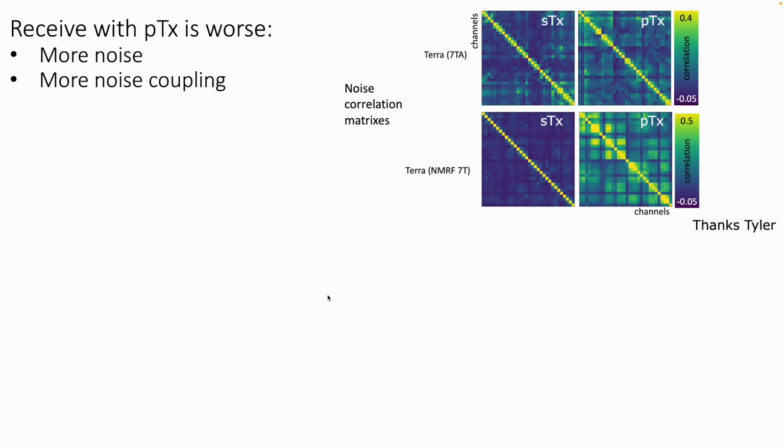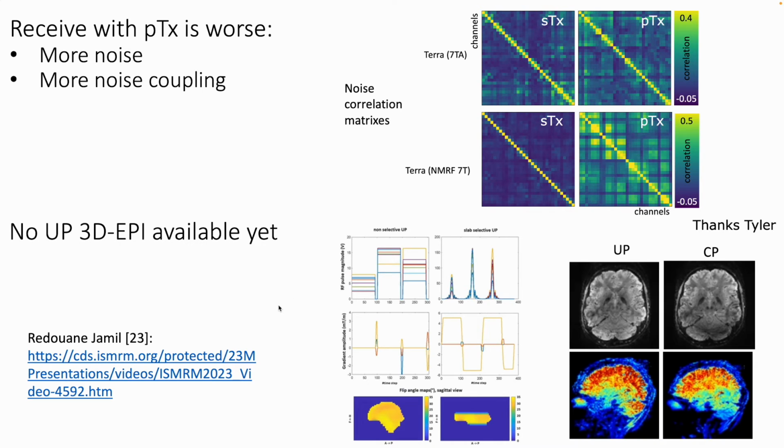So I came to the conclusion that PTX is not really the way to go with the standard hardware that we are all using, at least not until universal pulses support fMRI as promised in previous abstracts. So I'm looking forward to also using slab selective universal pulses for fMRI.